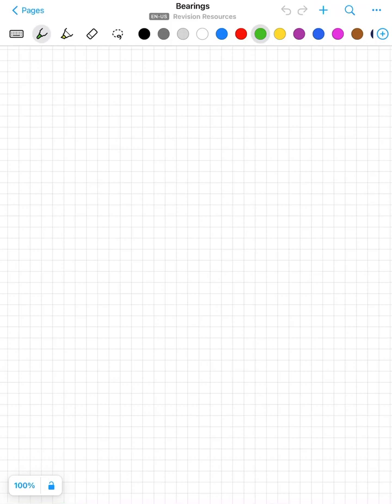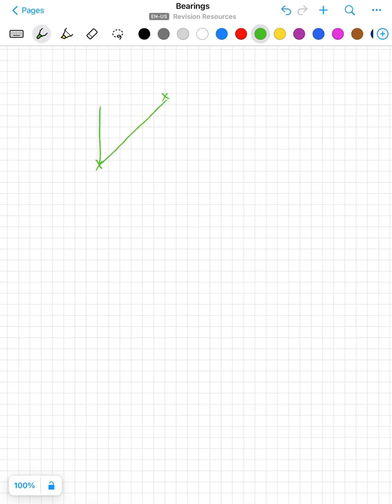In this tutorial, we're going to be looking at bearings. There are a few key points that we need to understand before we can look at questions in regards to bearings. Firstly, what is a bearing?